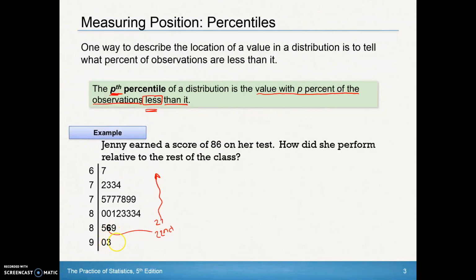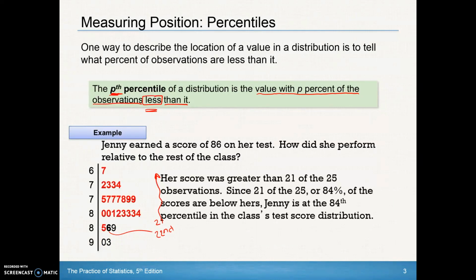So 23, 24, 25, so there's 25 people. So her score was greater than 21 of the 25 observations. 21 of 25 is 84%. So in other words, 84% of the scores are below hers. She's at the 84th percentile in her class.